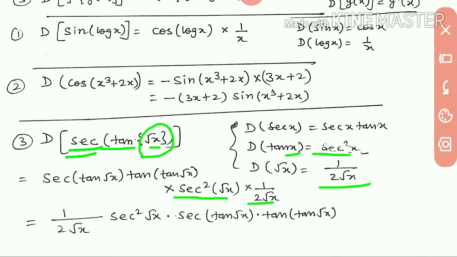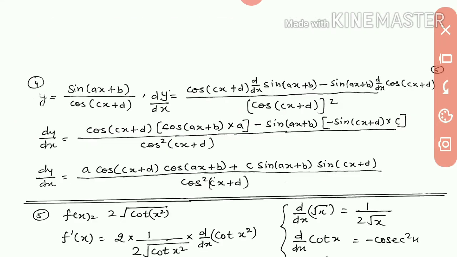Now you write it in a proper way. So you will get this answer: 1 upon 2 root x into sec square root x, sec root x into tan root x. All of you understand this?